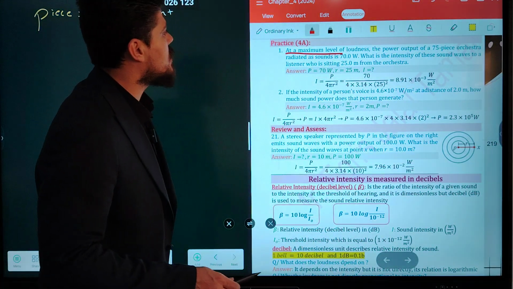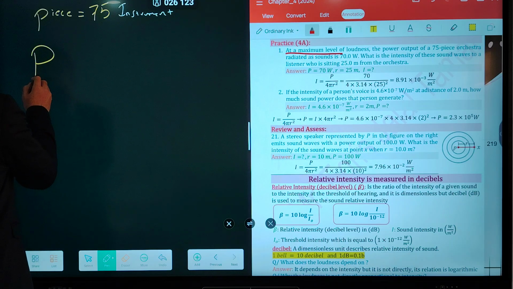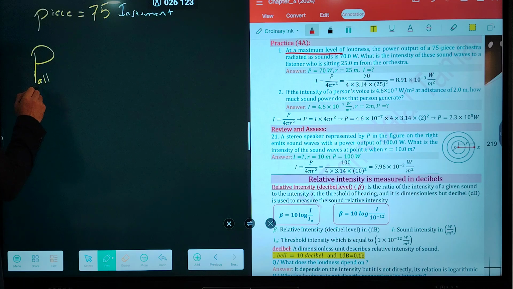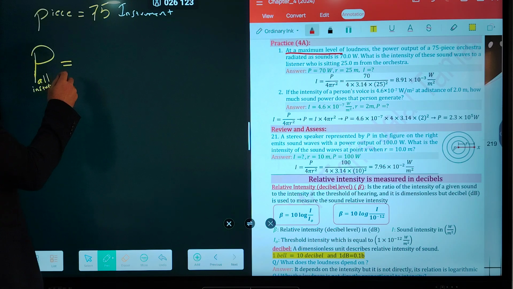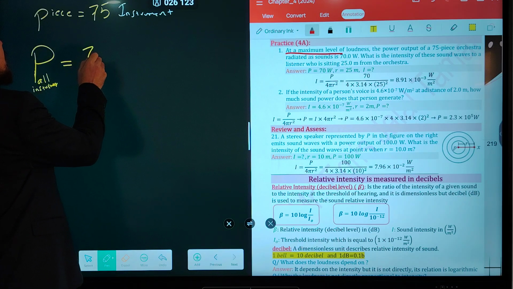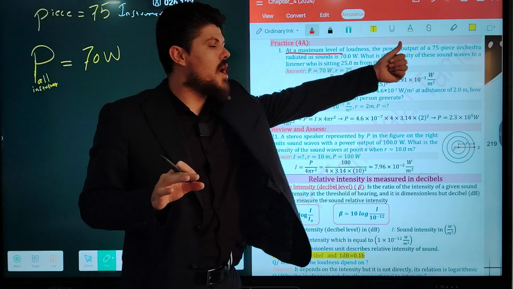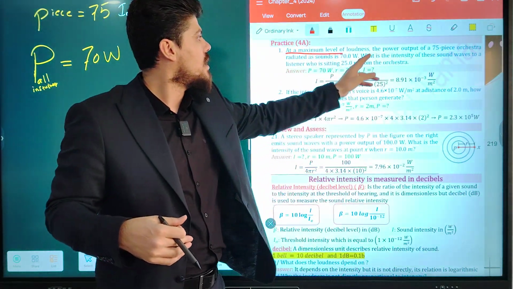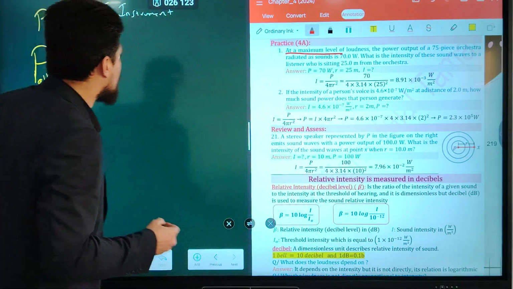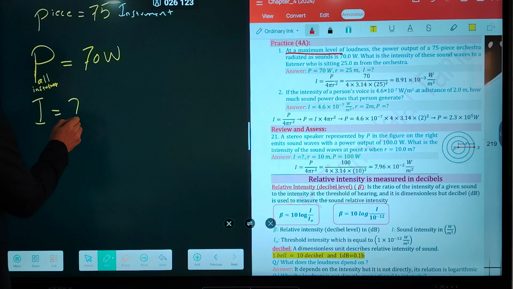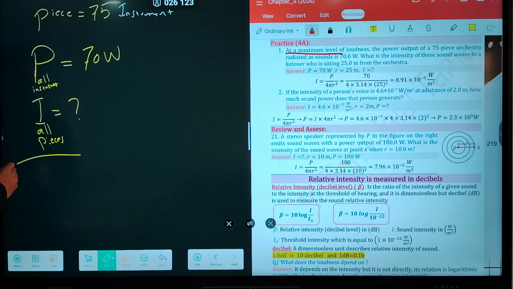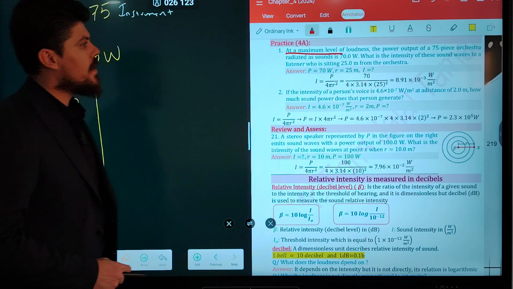Radiated as sound is 70 watt. What is this? This is the power for all instruments, guys. What is this power? For all instruments, which is equal to 75. Is equal to what? The power for all of them? 70 watt. Is it clear? 70 watt. This power is for how many pieces? For all of them, for all pieces. What is the intensity of this sound? What is unknown? Intensity. For how many pieces, guys? All of them. For all pieces. The intensity for all pieces is unknown.